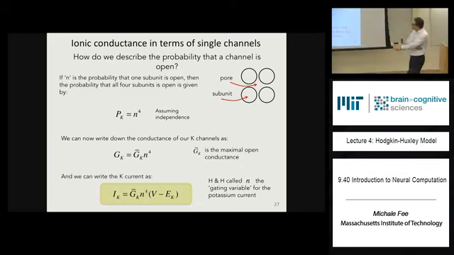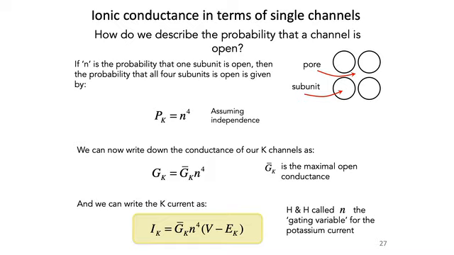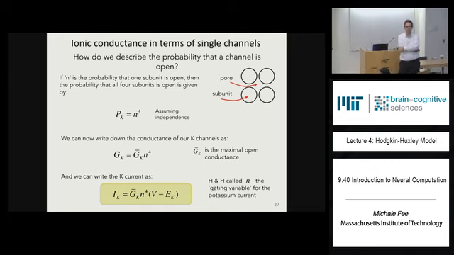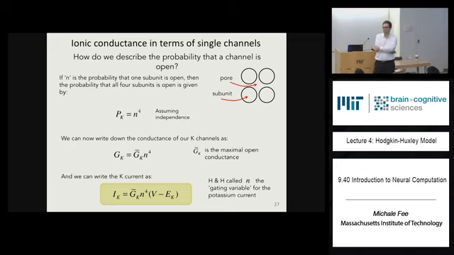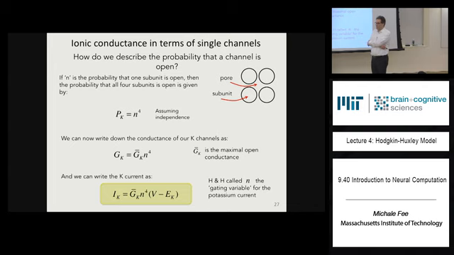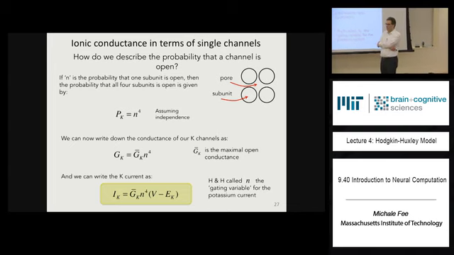So we can now write down the current as n, open conductance times n to the 4 times the driving potential. And that n is called the gating variable for the potassium conductance. All right, any questions? Yes? N absolutely does depend on voltage. Very good. That's where we're going next.